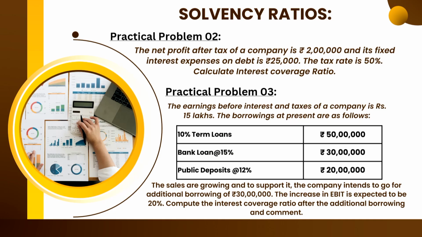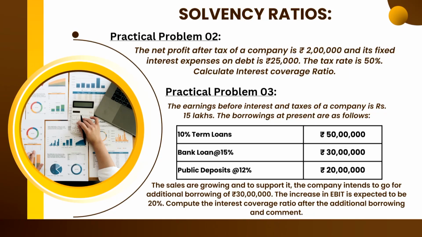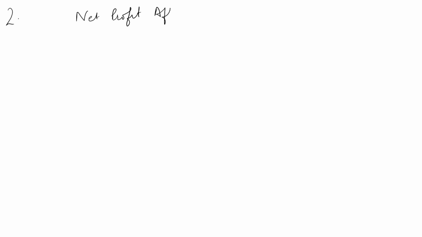Moving to question number 2. The question number 2 is: the net profit after tax of a company is 2 lakh rupees and the fixed interest expenses on debt is 25,000. The tax rate is 50%. Calculate the interest coverage ratio. So for question number 2, what is given in the question is the amount of net profit after tax, which is equal to 2 lakh rupees.